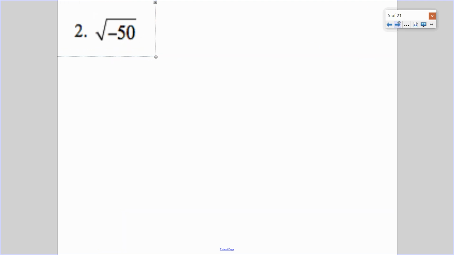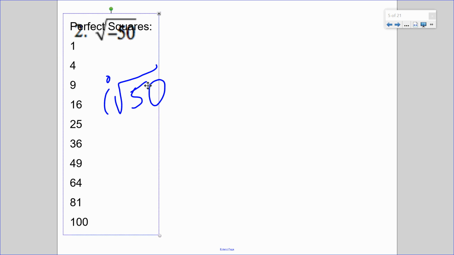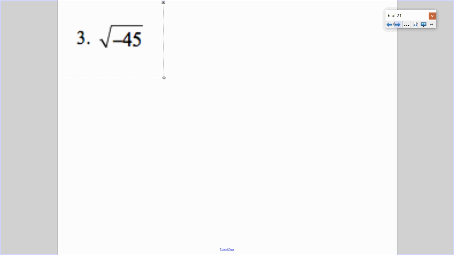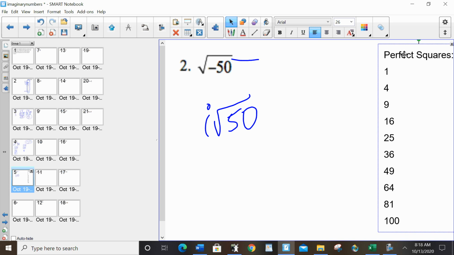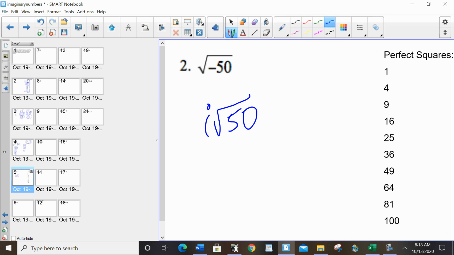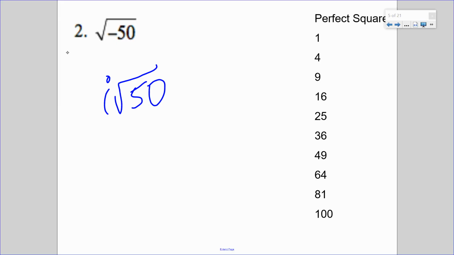Number 2, I see a negative inside a radical. My first step to get rid of that negative is to bring it outside, make it an i. So I'm going to rewrite it as i radical 50. Now, is 50 on my list? No. If I can just have this list to refer to for each problem, it's going to make things a little bit easier. So 50 is not on my list.